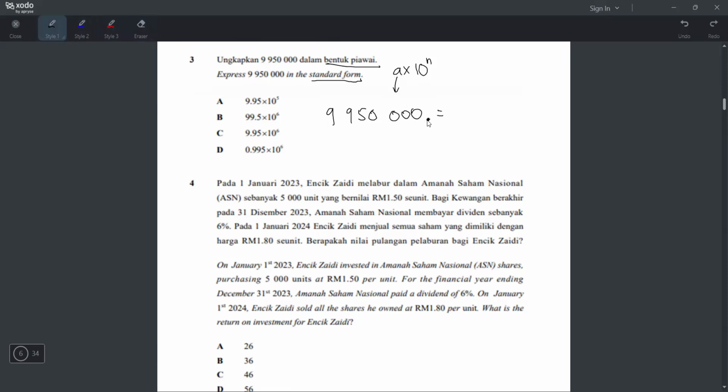So what do you think? I should move my decimal point to the left or to the right? Mesti lah to the left. If I move to the right, there will be more digit before the decimal, and it's not good. That's not what I want. I want one digit before my decimal, and so that's why I should move left.